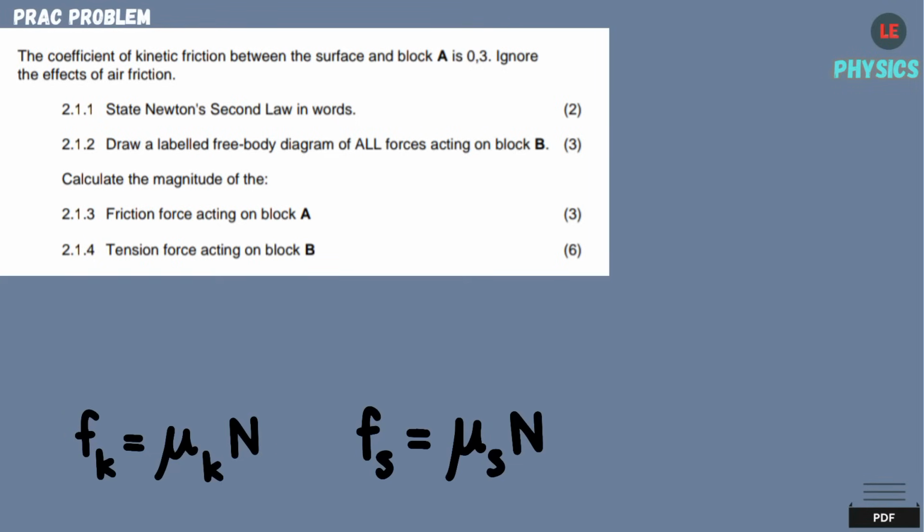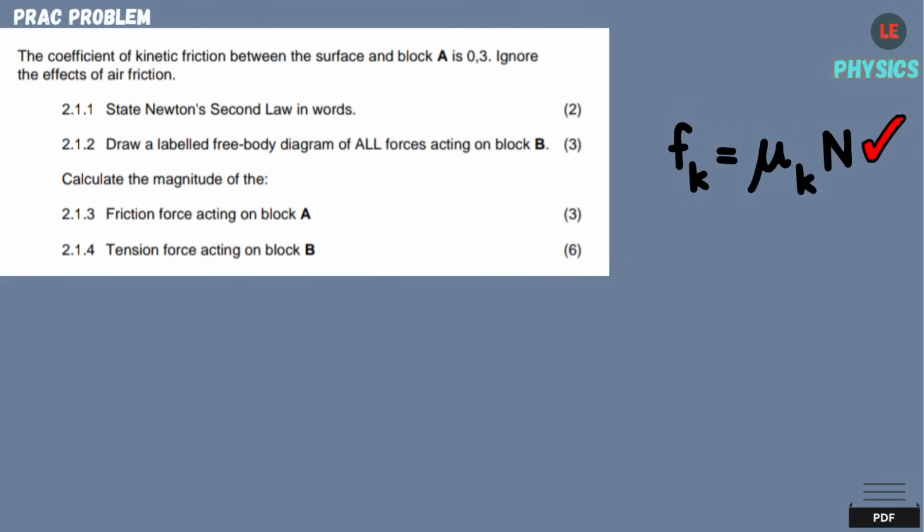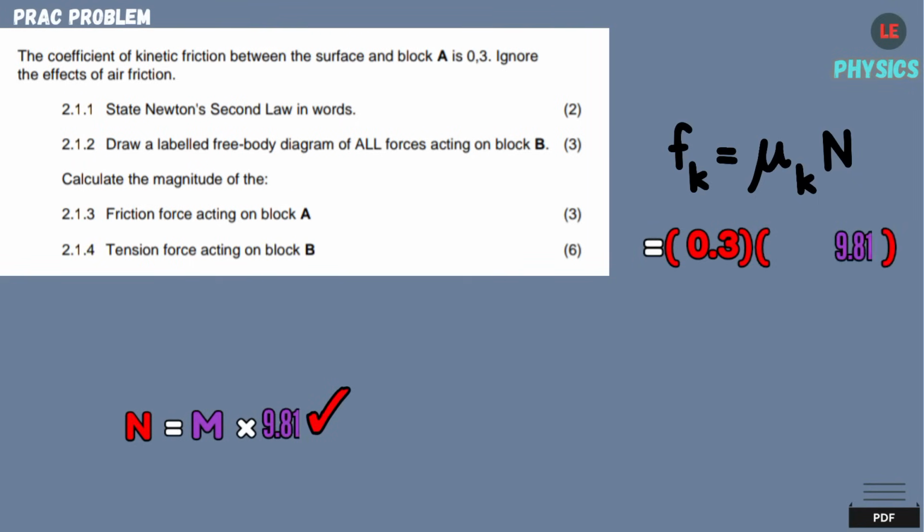If the system was stationary, we would be using this formula to calculate static frictional force. Back to the kinetic friction formula. This is a coefficient symbol where we put this coefficient number. This N is the normal force, which is equivalent to mass times acceleration due to gravity. That is 9.81 times 5. Calculating all these together, we get the kinetic frictional force is 14.7 newtons. But we are not given the acceleration.